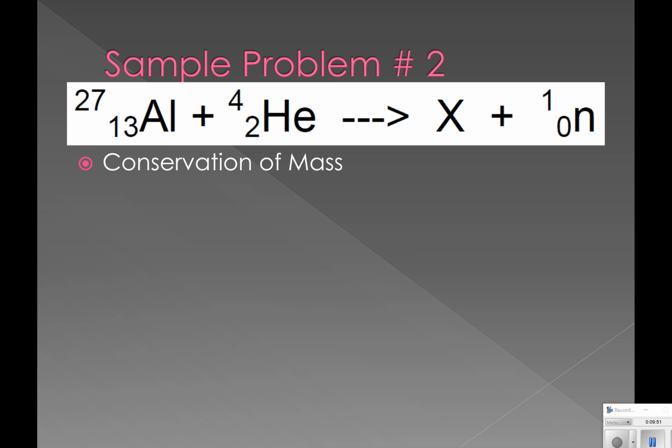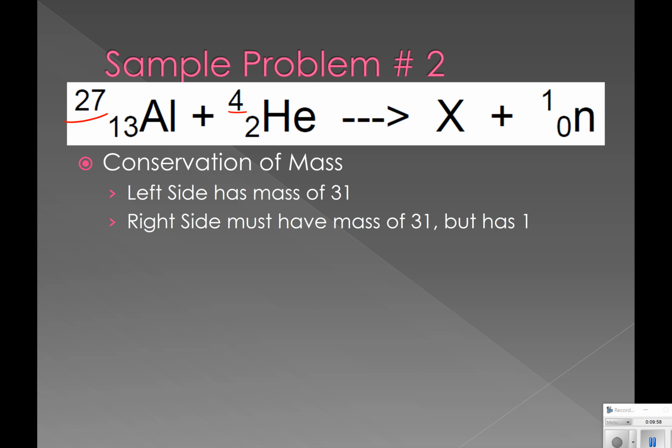We'll start with the atomic mass. On the left side, we have 27 from aluminum and 4 from helium. That's a total mass of 31. On the right side, we only have a mass of 1. We want that to be 31, so X is going to have a mass of 30.